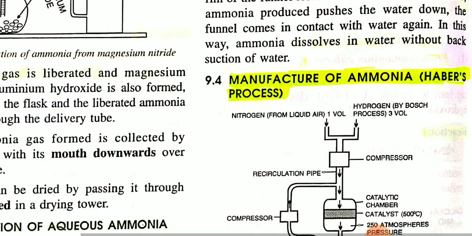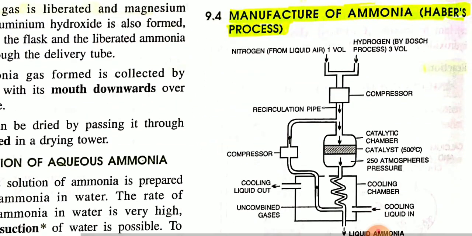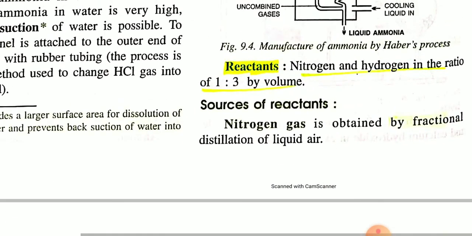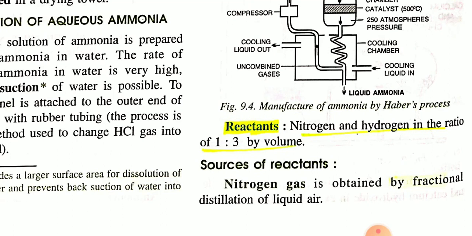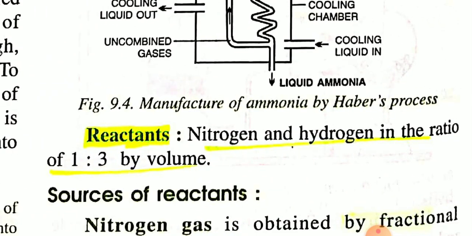Industrial preparation of ammonia gas, the process is the Haber process. Manufacture of ammonia by the Haber process: in this method, ammonia is prepared from nitrogen and hydrogen gas. The reactants are nitrogen and hydrogen in the ratio of 1:3 by volume.